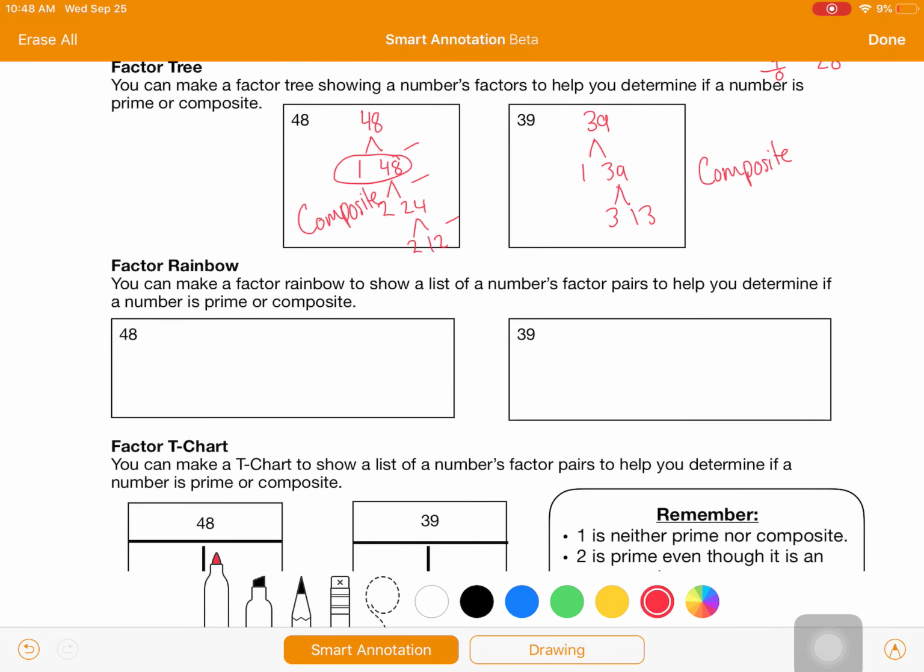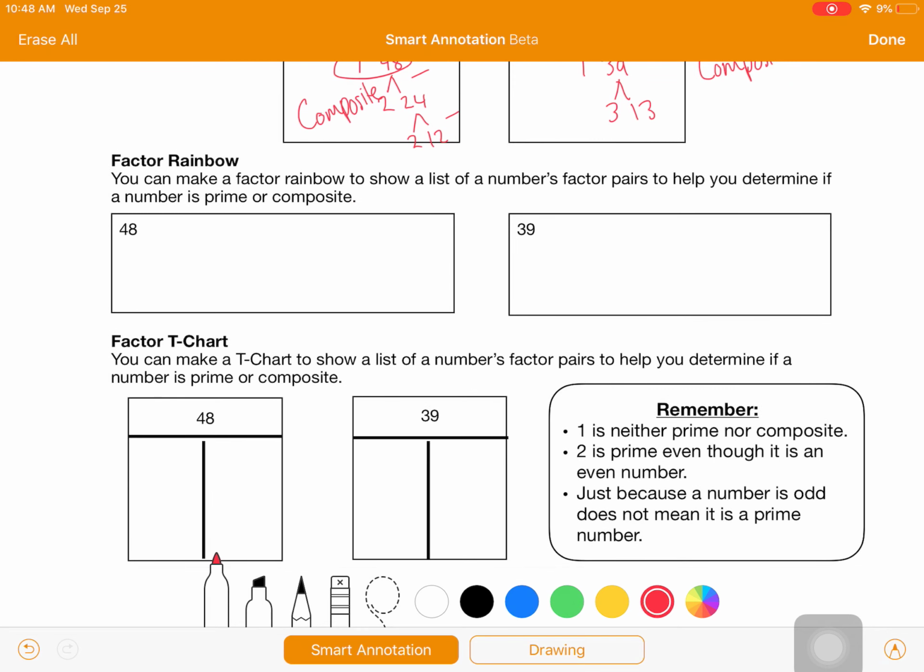We can also make some factor rainbows. This is exactly like what you think. It looks like a rainbow. So I start out by doing 48 and 1, and then I connect them. And then I can keep going. I can do 2 times 24 to make 48, and I connect them. I can do 3 times 16 to get 48. I can do 4 times 12 to get 48. And I can also do 6 times 8 to get 48. So because I have more than just one little rainbow, I know that this is composite.